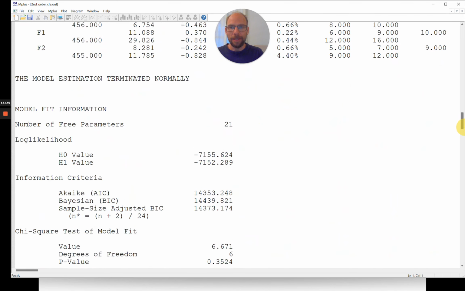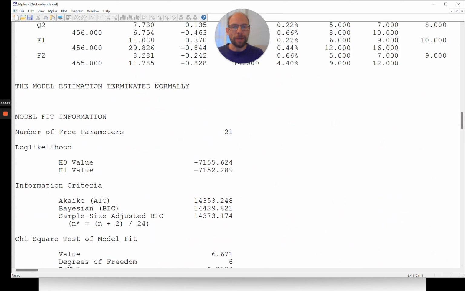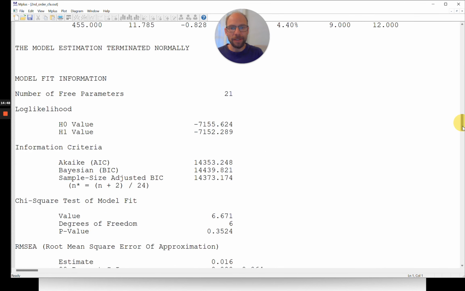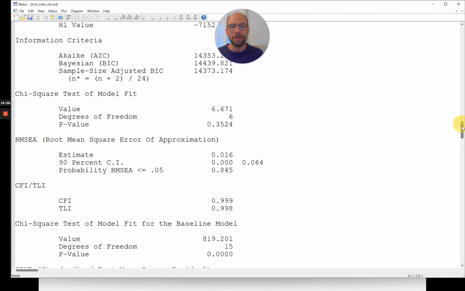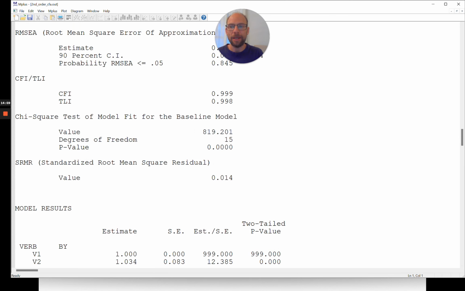Now we can see that there's no warning message about a non-positive definite covariance matrix here. The model estimation terminated normally, and you can see that the fit of the model is identical. We get the exact same chi-square test as before, same degrees of freedom, same p-value, same RMSEA, same CFI, TLI, and same SRMR, because those are equivalent models.